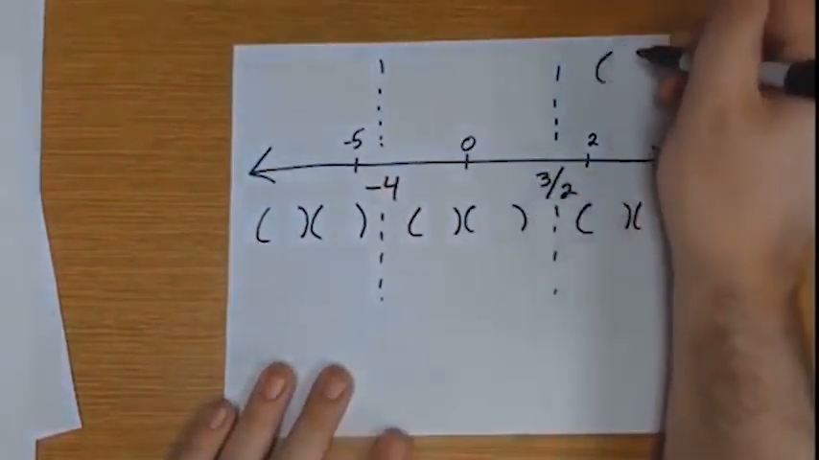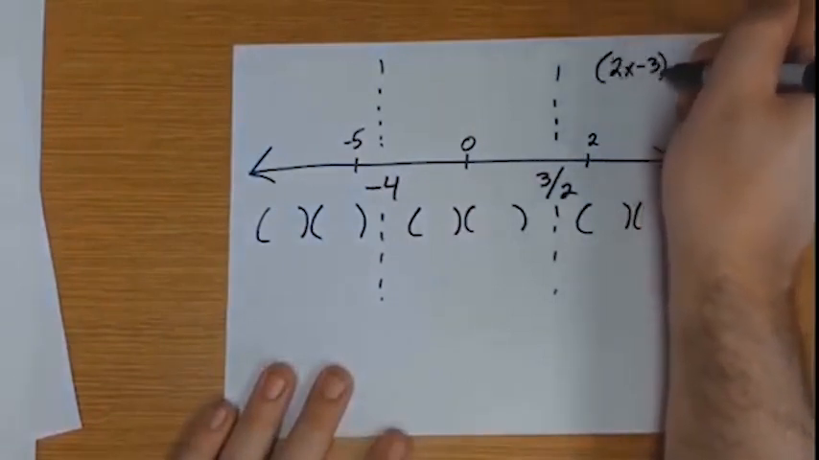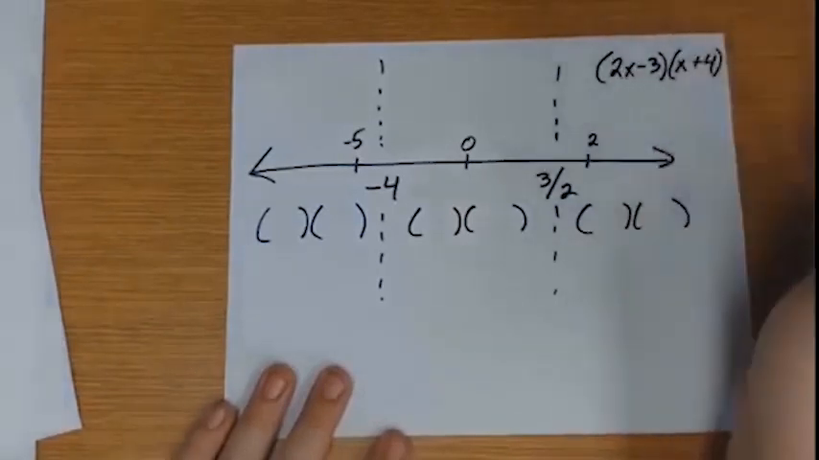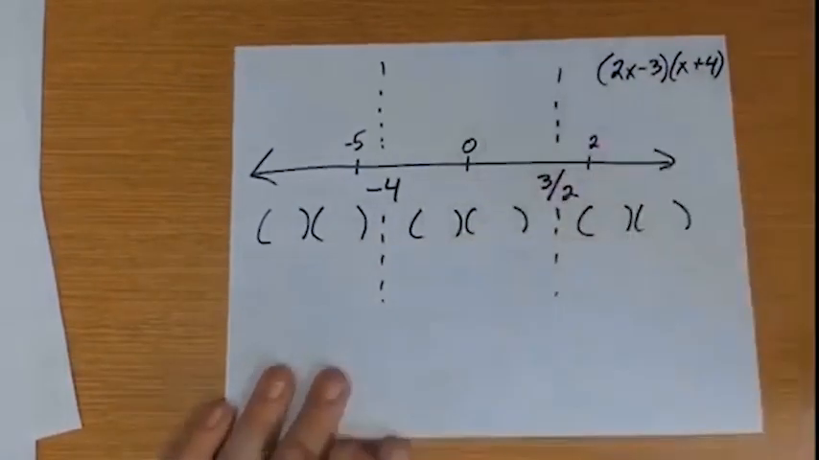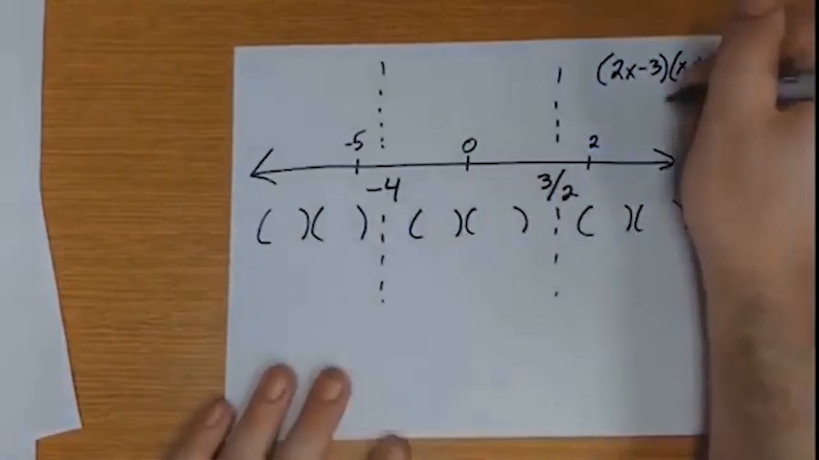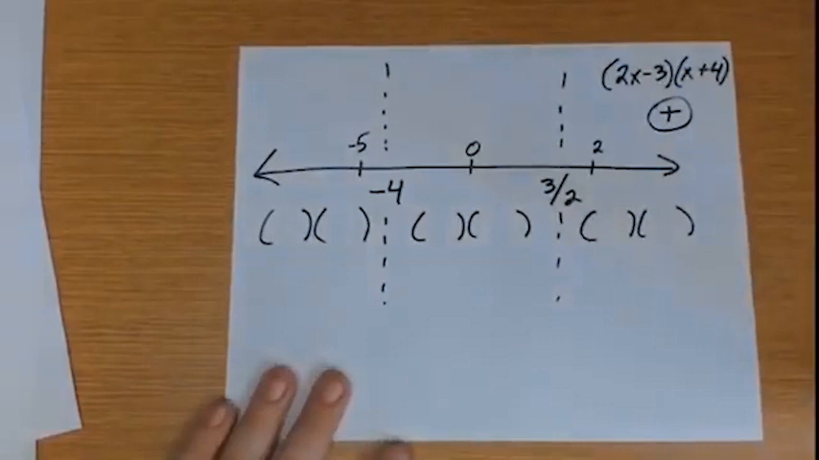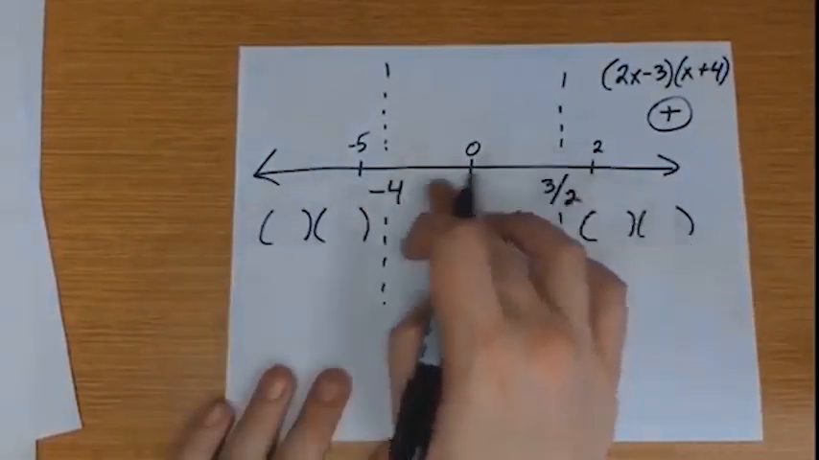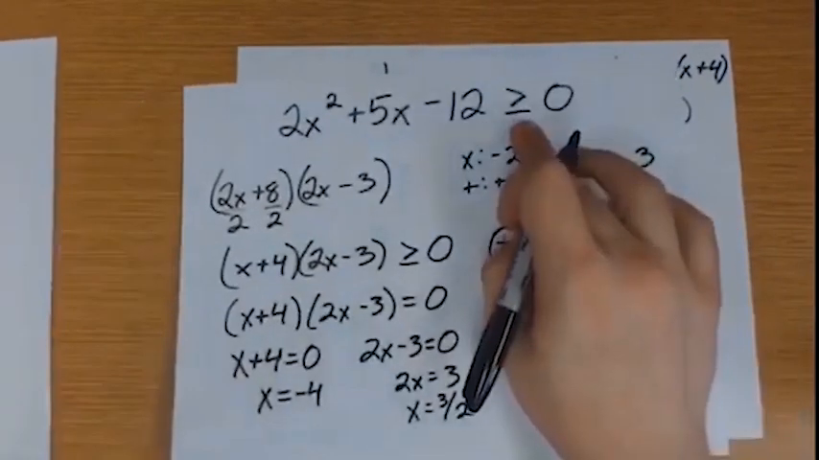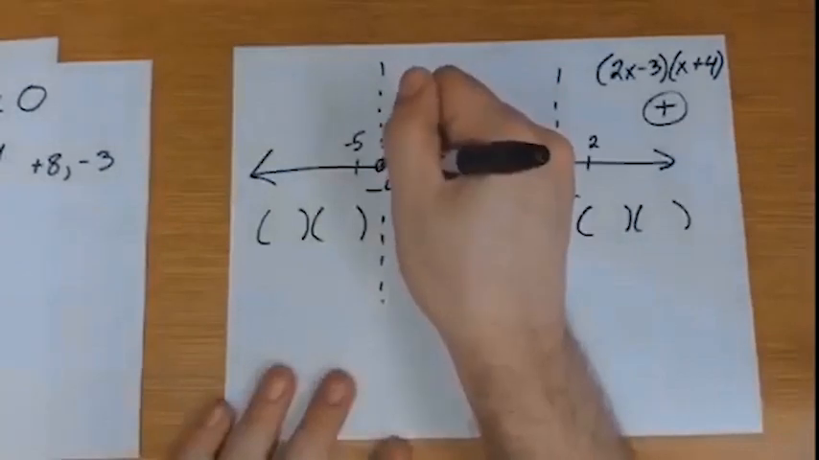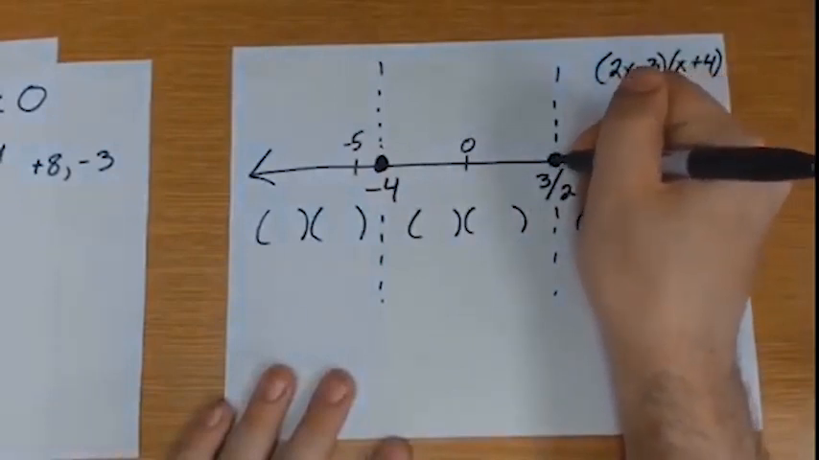That factored form, 2x minus 3 times x plus 4. I switched it back because I like the 2x up front. You can leave x plus 4 first if you want. Doesn't matter. Remember, we want things to be positive. So last time we had open circles. This time, though, since it's or equal to 0, we have filled in circles at negative 4 and at positive 3/2.